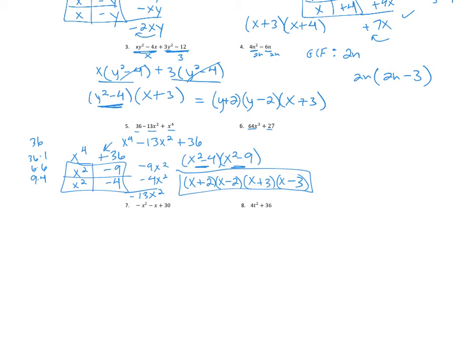Number 6, is there a common factor for these? No, there isn't. Are these perfect squares? No. Perfect cubes? Yes. 4x cubed and 3 cubed. So, cubes use the SOAP and boxes. The first term is 4x and 3.